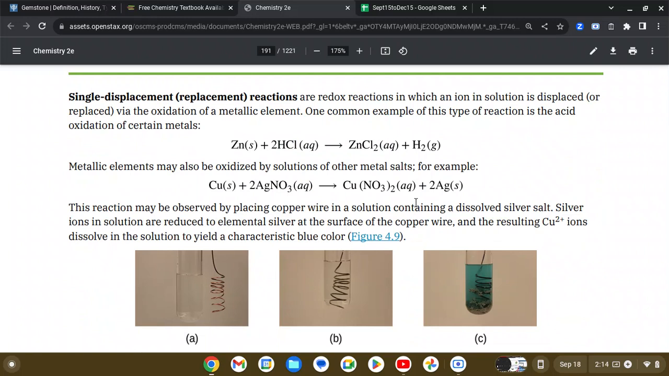Metallic elements may also be oxidized by solutions of other metal salts. For example, there's an example. This reaction may be observed by placing copper wire in a solution containing a dissolved silver salt. Silver ions in solution are reduced to elemental silver at the surface of the copper wire, and the resulting Cu2+ ions dissolve in the solution to yield a characteristic blue color.